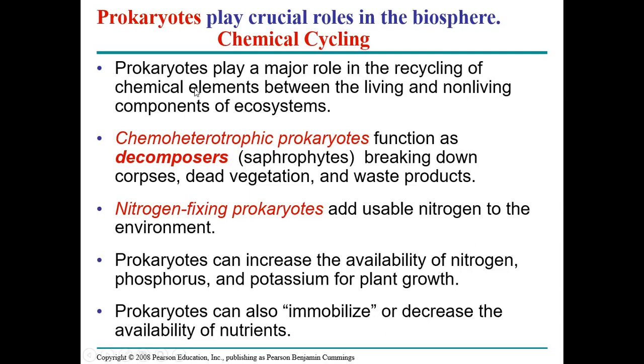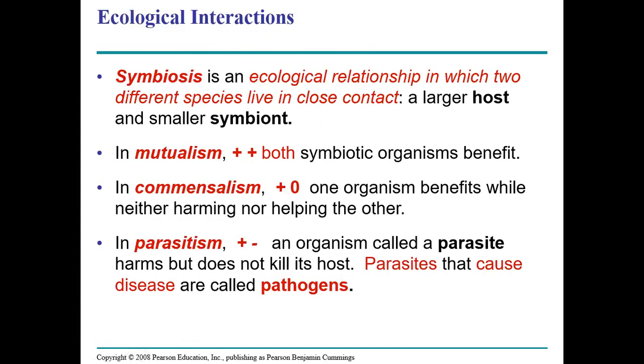Till now, no human-made technology can detoxify all the sewage and convert it into water which can be released into natural water bodies. Chemoheterotrophic prokaryotes function as decomposers, that is saprophytes, breaking down corpses, dead vegetation and waste products. Nitrogen fixing prokaryotes add usable nitrogen to the environment. Prokaryotes can increase the availability of nitrogen, phosphorus and potassium for plant growth. Prokaryotes can also immobilize or decrease availability of nutrients.